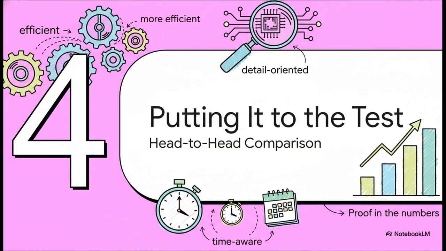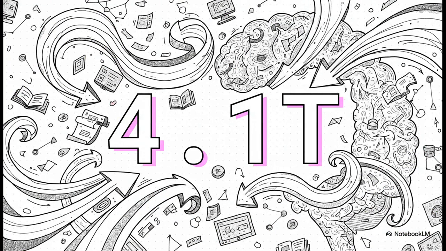Let's get to the fun part and look at the test results. Let's see the proof in the numbers. First off, just to set the stage, let's talk about the sheer scale of the training here. The model was pre-trained on a staggering, get this, 4.1 trillion tokens of data. That's with the T. That just gives it this immense foundation of knowledge to draw from for pretty much any task you can think of.